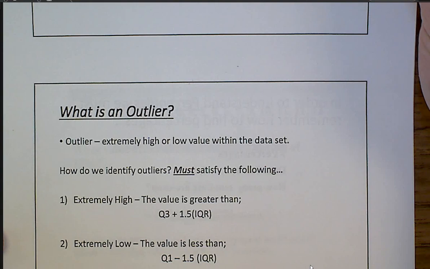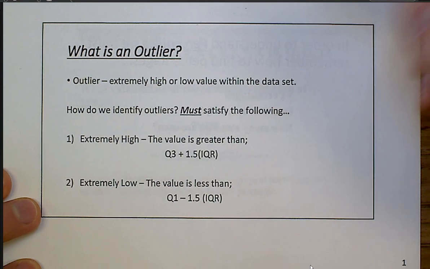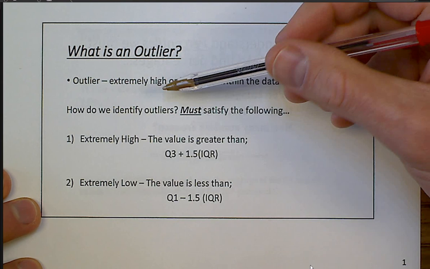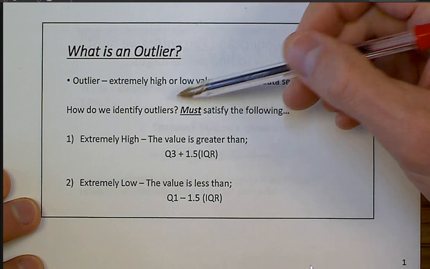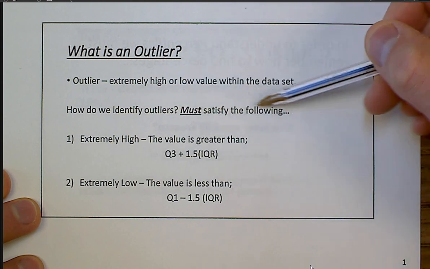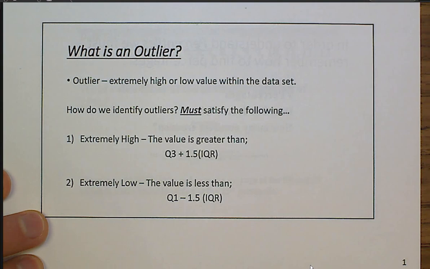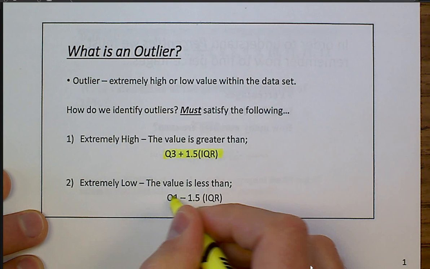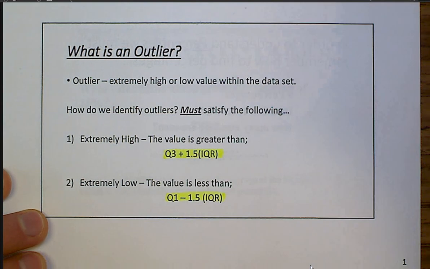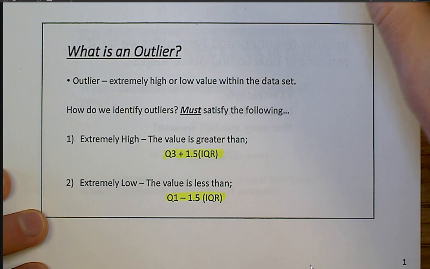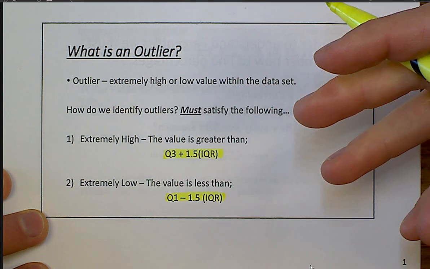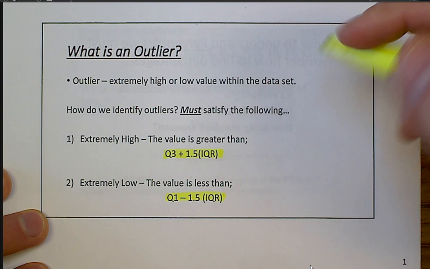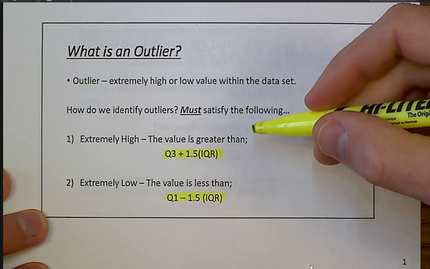An outlier, obviously, is an extremely high or an extremely low value within the data set. How do we identify the outliers? It must satisfy the following equations. So again, in the first lesson, we kind of just used our naked eye and said, oh, that's too big, so it's got to be an outlier. It doesn't fit. Well, now we're going to get technical. We are actually going to calculate some numbers to see if we have an outlier, either extremely high or extremely low.